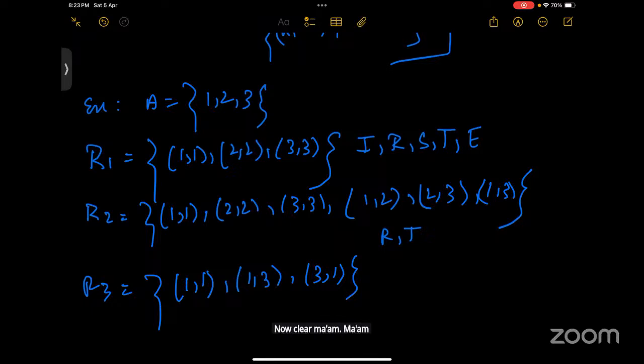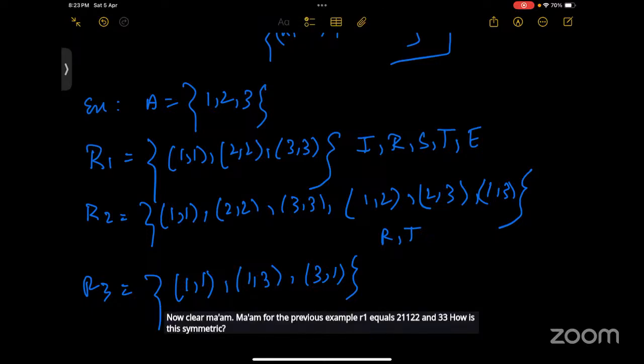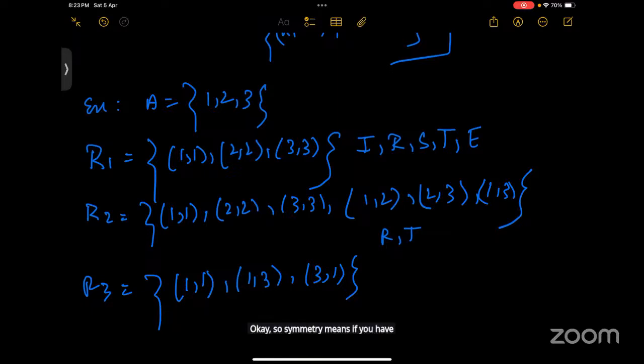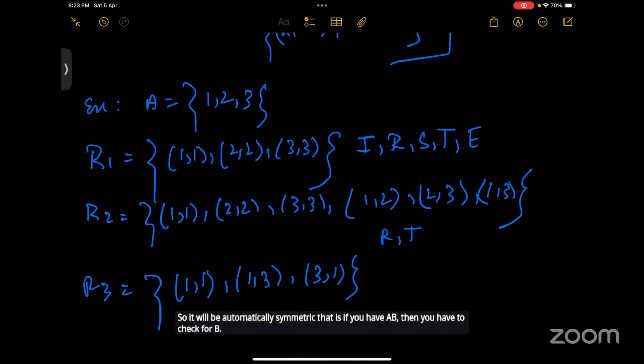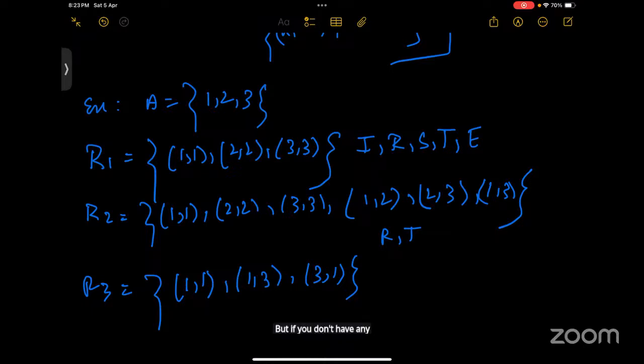Ma'am, for the previous example, R1 equals 1, 1, 2, 2, and 3, 3. How is this symmetric? I'm a little confused about this symmetricity. So symmetry means if you have AB, then you should have BA in the set. So do you have AB here? No, ma'am. So it will be automatically symmetric. That means if you have AB, then you have to check for BA. But if you don't have any AB in the set, it will automatically be symmetric. Okay, ma'am. Thank you.